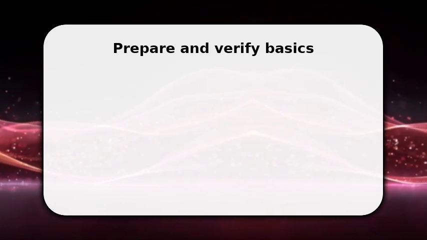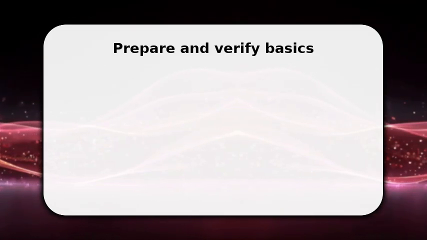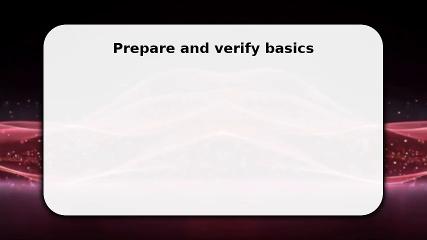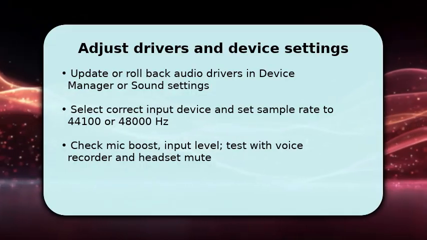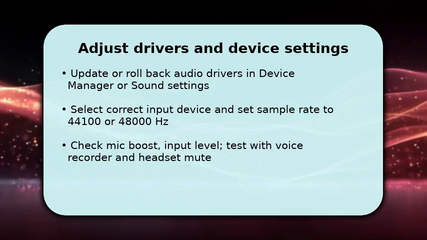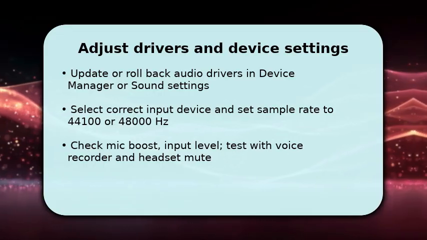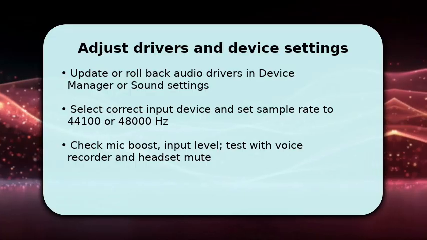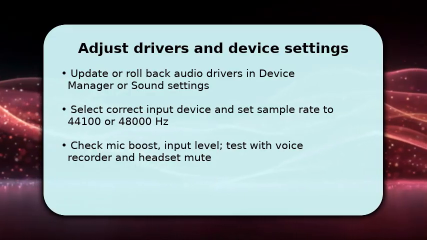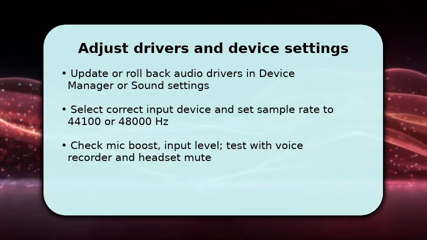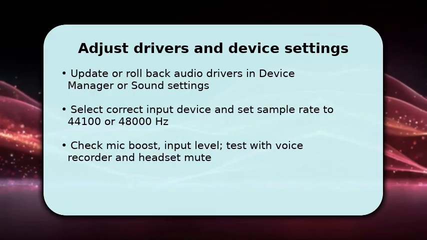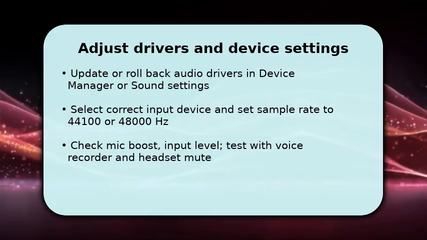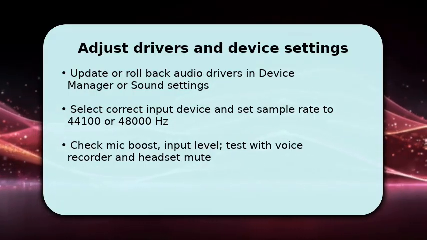Next, focus on software layers that commonly cause mic problems. You should update the audio and chipset drivers, but if the issue began after an update, try rolling back the driver. This often restores stable routing. Then choose the Cloud Alpha as the default input. Set the sample rate to 44,100 or 48,000 Hz, and adjust mic boost or input gain. Too high causes clipping, too low causes inaudibility. Test live with a voice recorder.